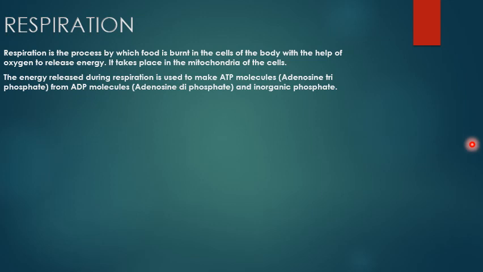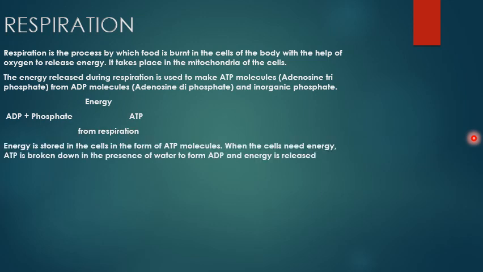Whatever energy is released during respiration is used to make ATP molecules. What is ATP? Adenosine triphosphate, made from ADP molecules. ADP is nothing but adenosine diphosphate, along with inorganic phosphate. There is one equation to understand this. Before that, let us understand the difference between ATP and ADP. ATP contains 3 phosphate groups and ADP contains only 2 phosphate groups.